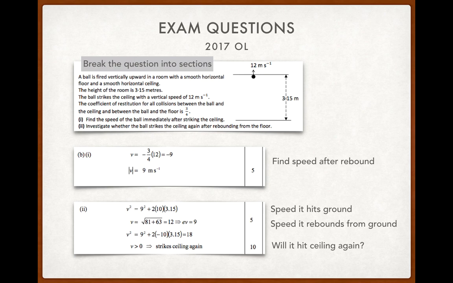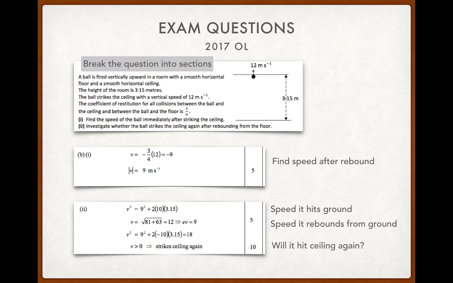So the first part, the speed it hits the ground with, we used V squared is U squared plus 2AS. Initial velocity is 9, the height is 3.15, and the acceleration is 9.8, but they've put in a 10 there for simplicity. V then works out as 12 meters per second.